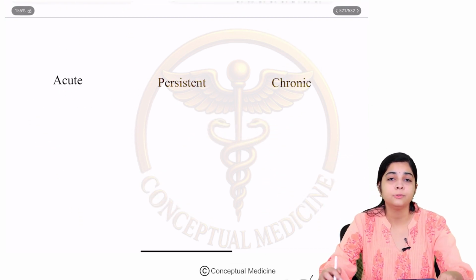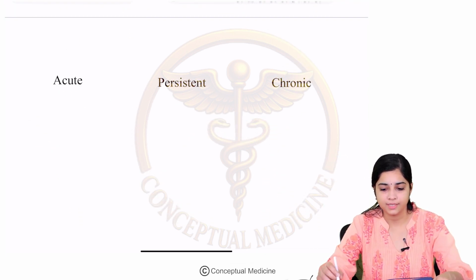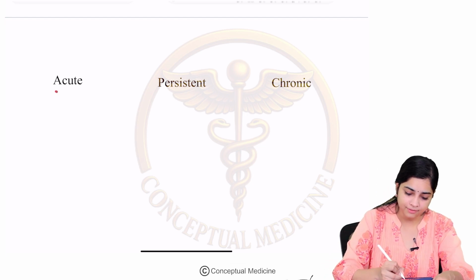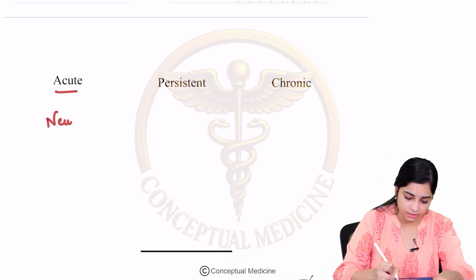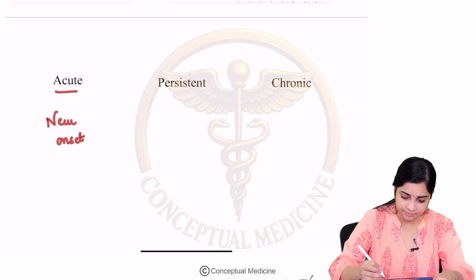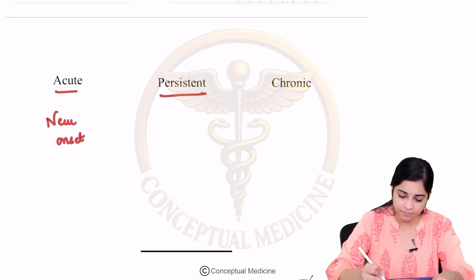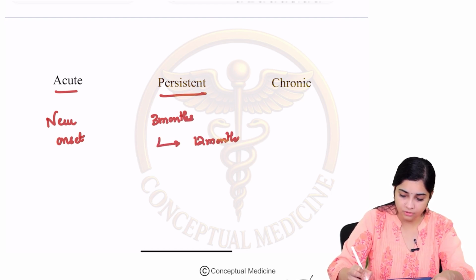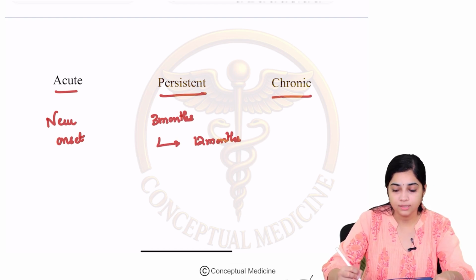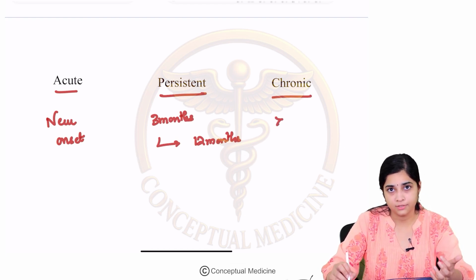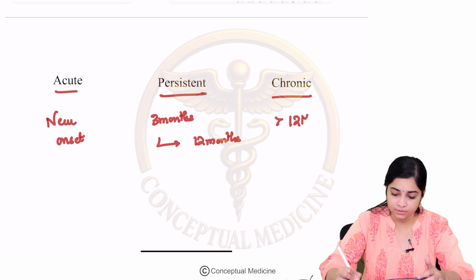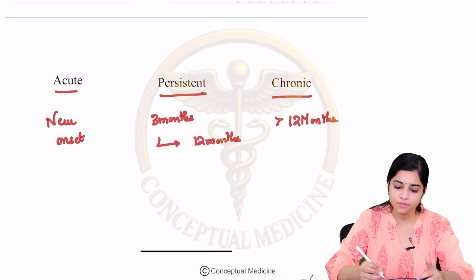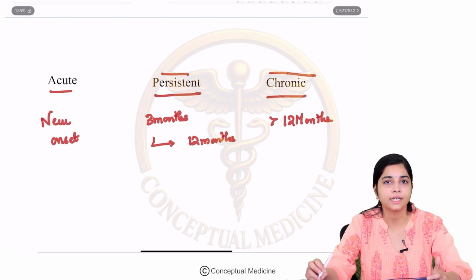So, how do you classify your immune thrombocytopenic purpura? It's classified as acute, which is usually new onset ITP, persistent when the ITP is present for up to 3 months to 12 months, and we have chronic ITP where the platelets or thrombocytopenia is persistent for more than 12 months. Most of the patients have a persistent or chronic ITP.